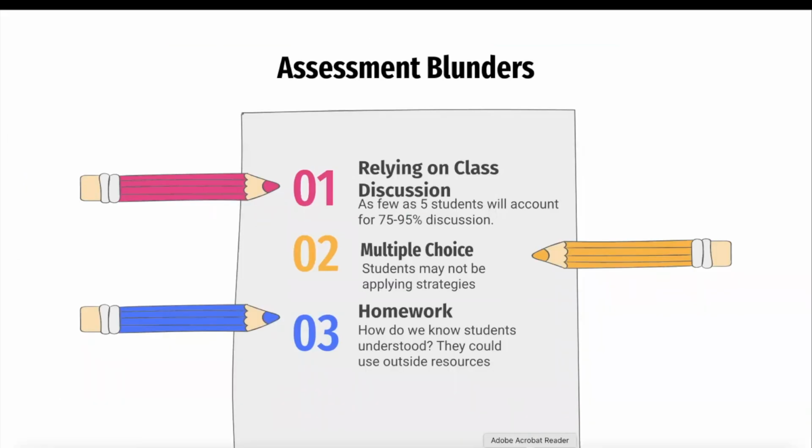Often we evaluate our students the last way that we as college students might have been evaluated. Those evaluation forms might be classroom discussions, multiple choice, and homework. Relying on classroom discussions as an assessment tool is not effective because we rarely ever have 100% of our students participating in a discussion. Actually, we find that the data shows as few as 5 students will often account for 75 to 95% of a discussion.